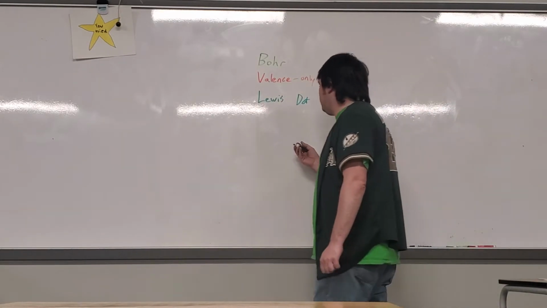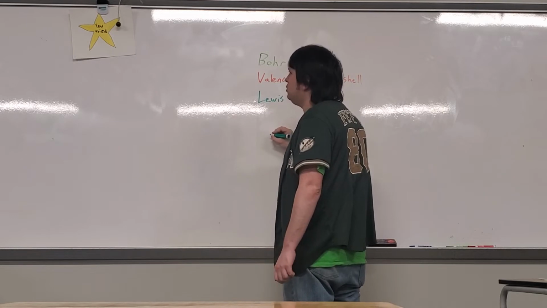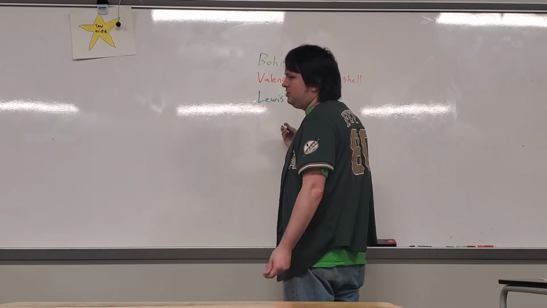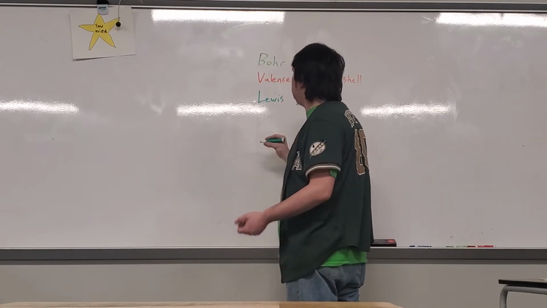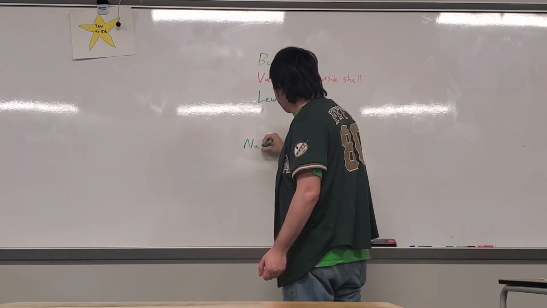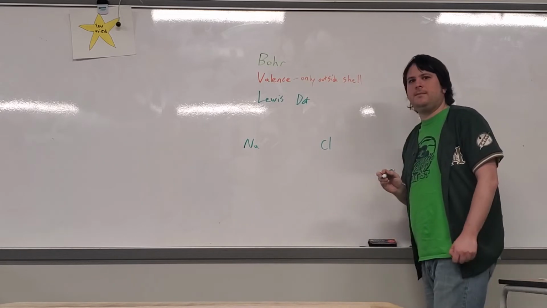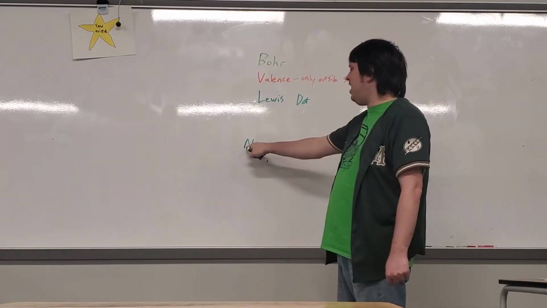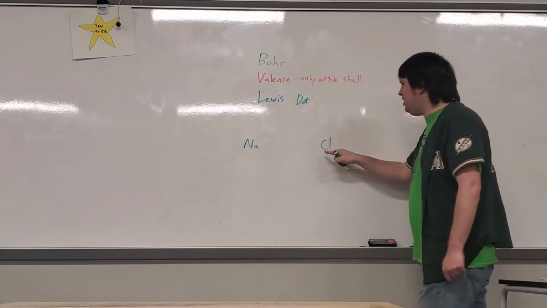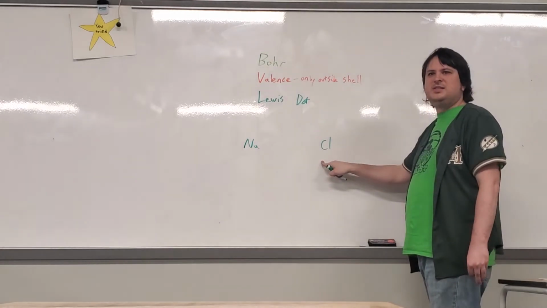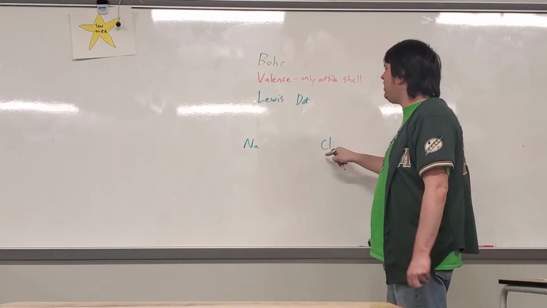So let's start with salt. Salt is a pretty easy one. You have sodium and you have chlorine. Now, since we have one metal and one non-metal, this is a thing called an ionic bond.